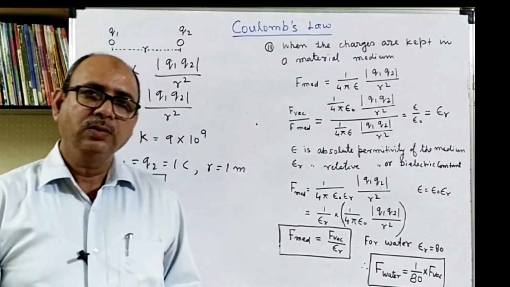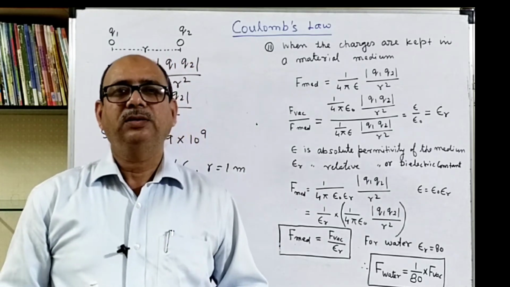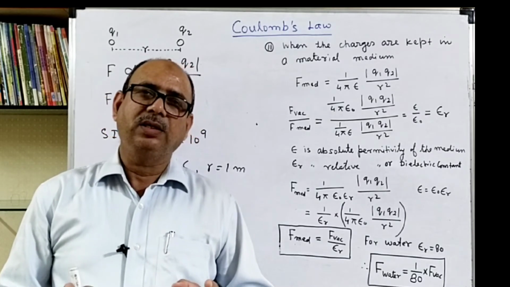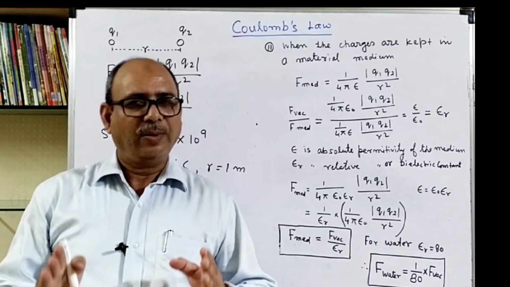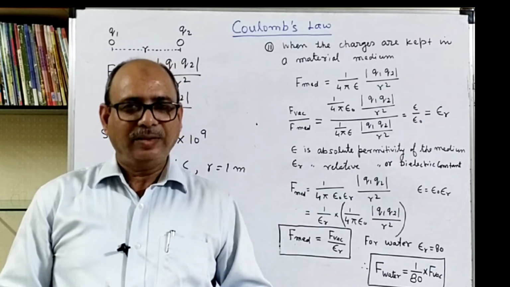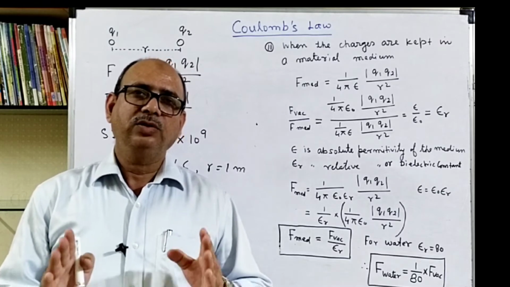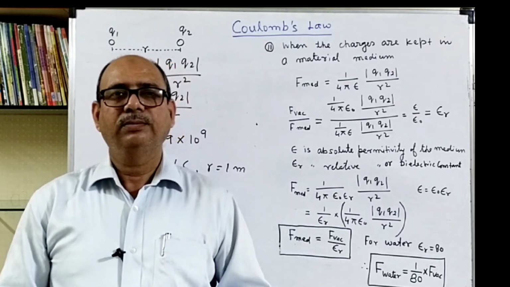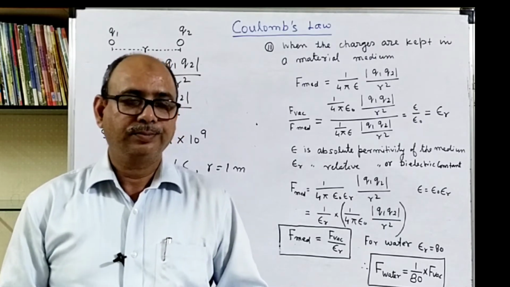That means 1 Coulomb is the charge which, when placed at a distance of 1 meter from a charge of the same magnitude, experiences a repulsive force of 9 into 10 raised to 9 Newton. Then we say that the value of the charge is 1 Coulomb.